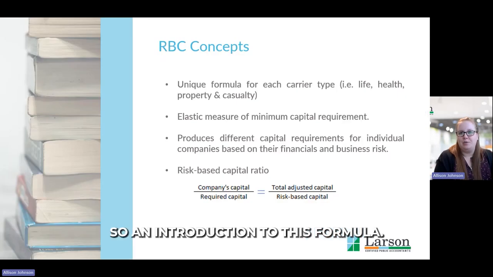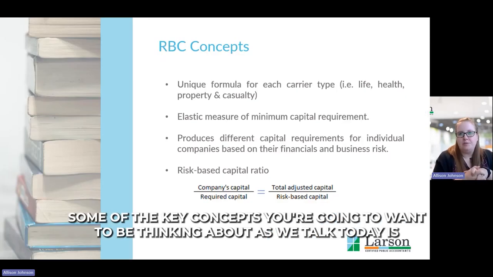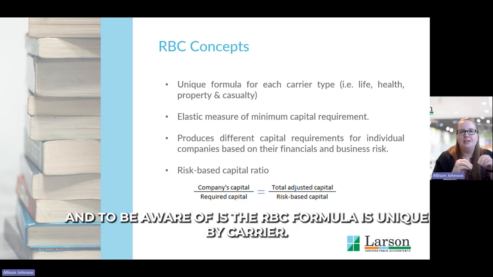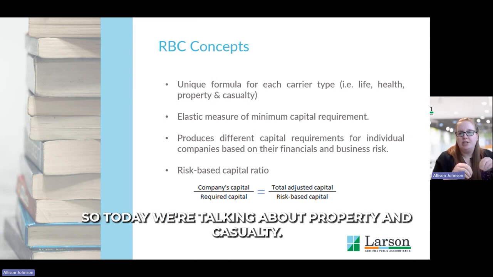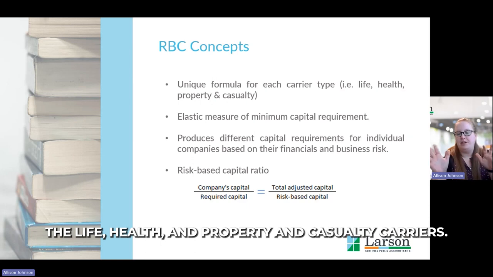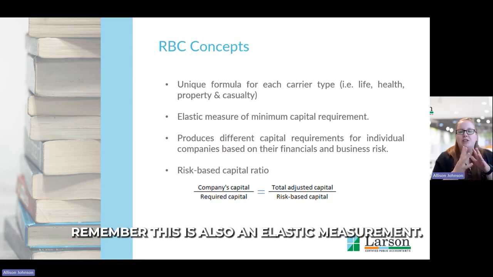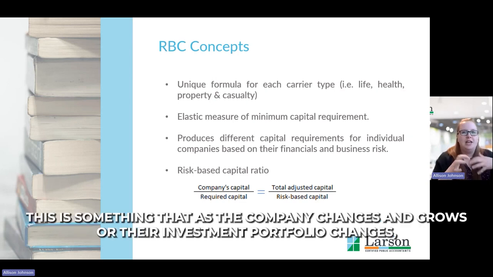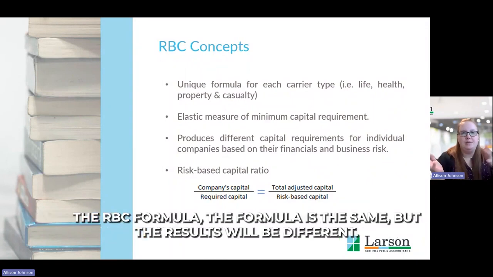So an introduction to this formula. Some of the key concepts you're going to want to be thinking about as we talk today and to be aware of is the RBC formula is unique by carrier. So today we're talking about property and casualty, and while some of the concepts are similar, there will be different risk charges between the life, health, and property and casualty carriers. Remember, this is also an elastic measurement. This is something that as the company changes and grows, or their investment portfolio changes, the formula is the same, but the results will be different.